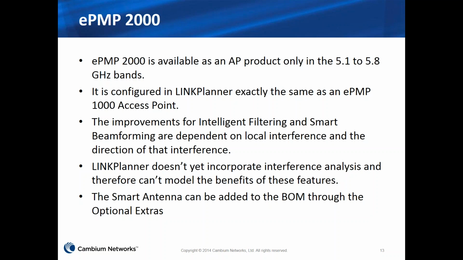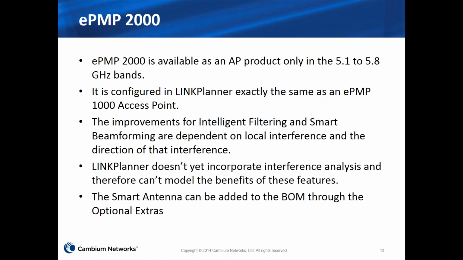If the interference is coming from a specific direction, then SMs in another direction should see a significant improvement. However, if the interference is in the same direction as the given SM, the beamforming cannot reduce the level of that interference. And this makes it difficult at the moment for us to estimate that interference in LINKPlanner until we can take account of the other APs and SMs in the network.